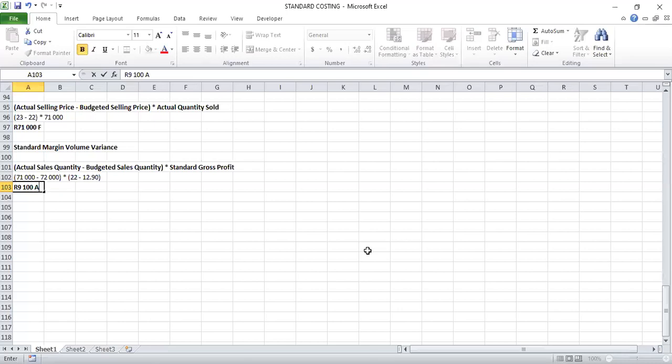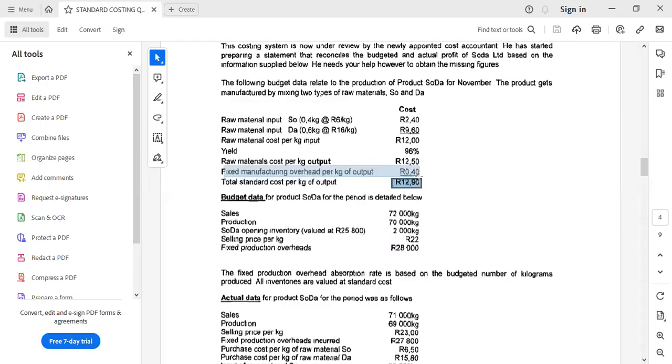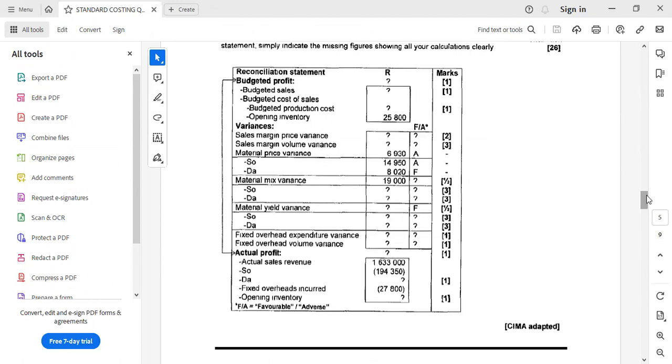Remember that with a budget you'll be planning, but it can happen that on the ground you might not sell as much as you would have planned. If it was direct costing, we're going to exclude this one. We're going to use the 1250, so it would be 22 minus 1250, only the variable cost. So that's the sales margin volume variance.